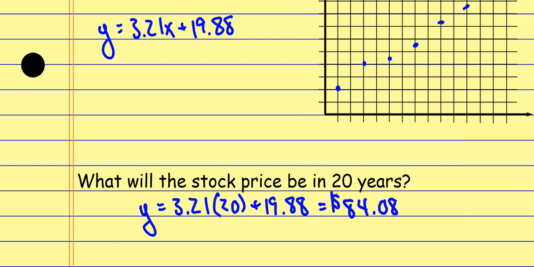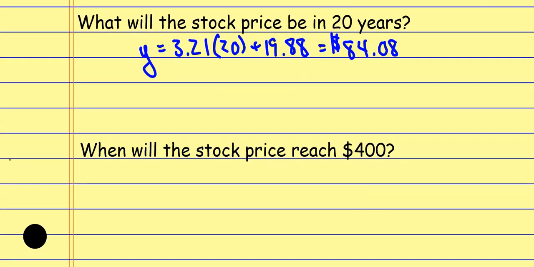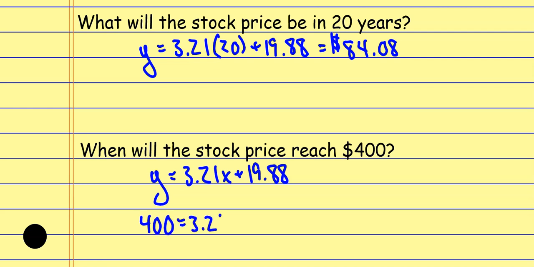It really depends on how many shares I own in this company. If I own a bunch, I could sell those for quite a bit. But then a follow-up question, I want to wait till this thing goes through the roof. So let's say I want to know when the stock price is going to be $400, okay? And so in terms of my equation, again, my equation was y equals 3.21x plus 19.88. I want to know when it's going to hit 400. That's asking me about the y value. The y value is the price, is the cost of the stock, okay?